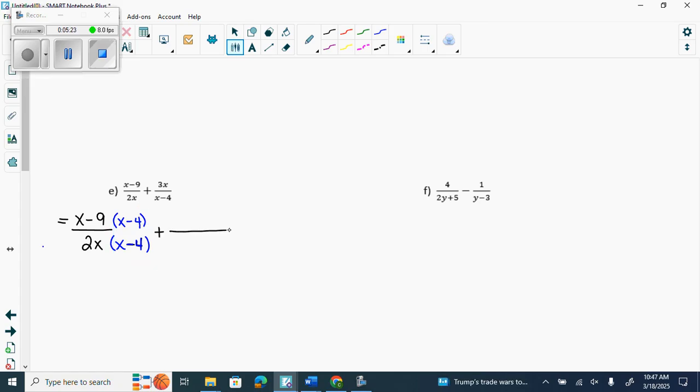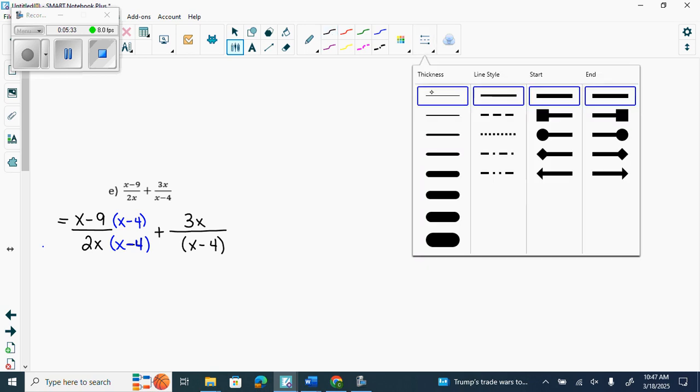Plus 9. On this side, we have 3x, x minus 4. And what am I going to multiply this side by? I believe it's going to be the monomial 2x, yeah.